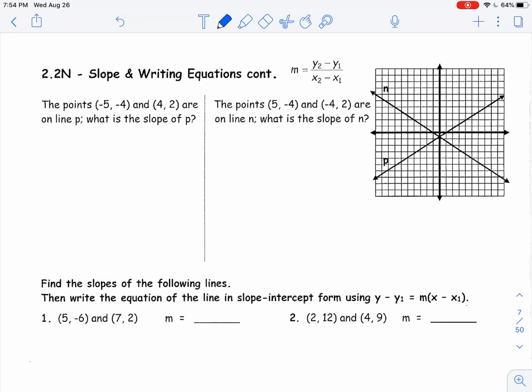We're going to continue notes on slope and writing equations of lines. Remember, this is your formula for slope. M is the second y minus the first y divided by the second x minus the first x.